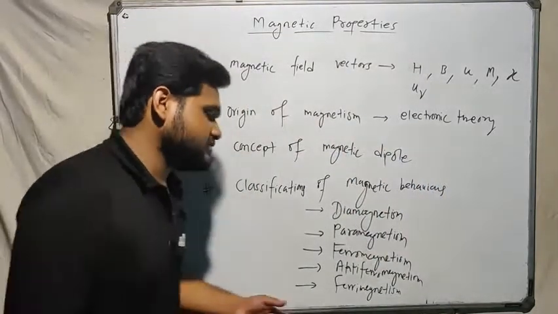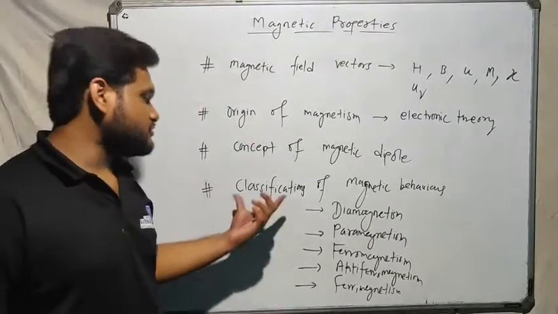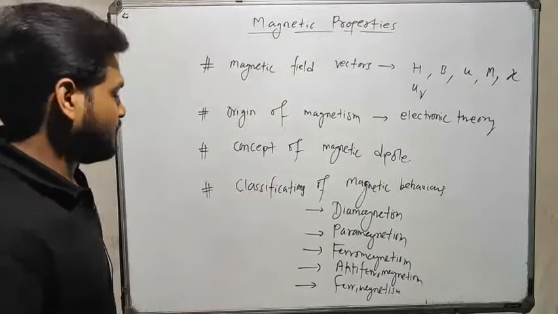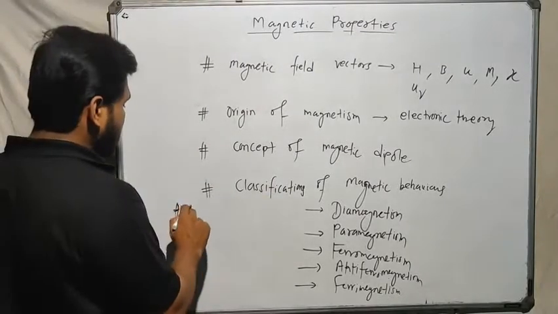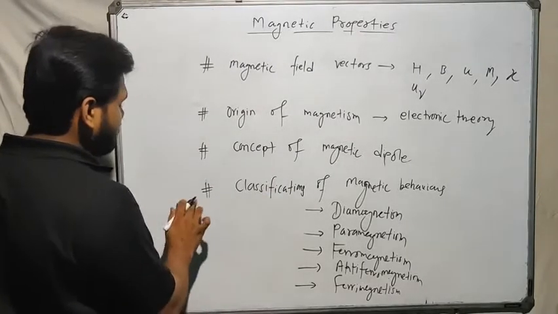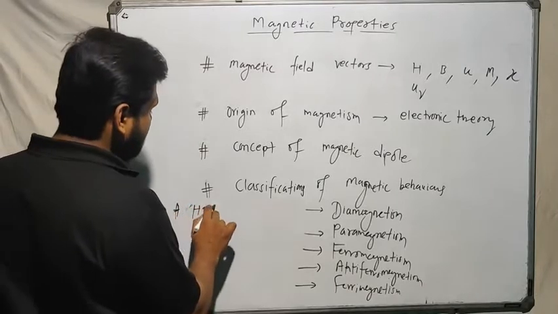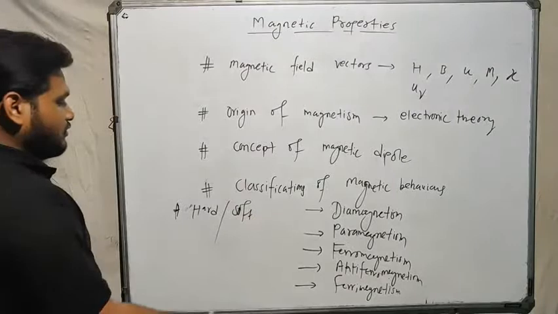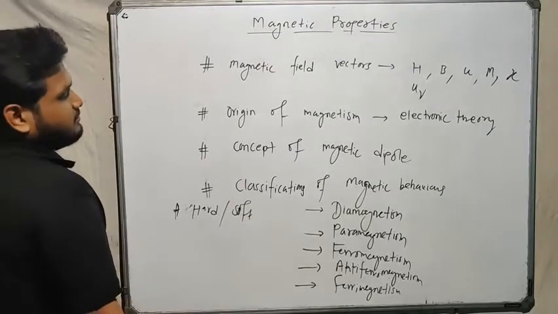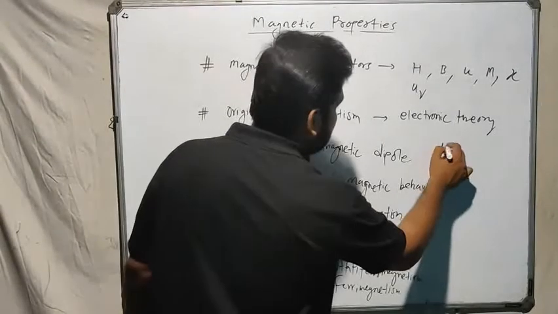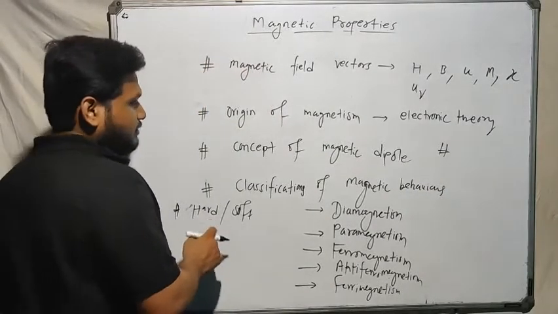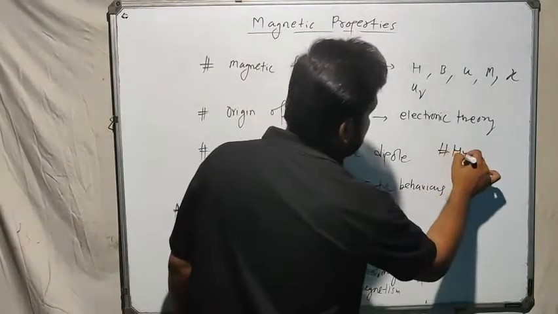After understanding these baselines, we will look into some applications of the magnetic properties or behavior of material. There are things called magnetic materials. There are two types: one is hard and one is soft magnetic material. In order to understand these materials, first we have to look at what is known as the hysteresis loop or the magnetic behavior.